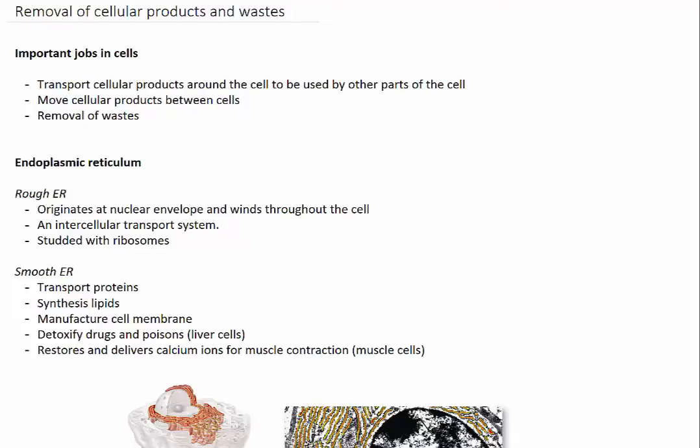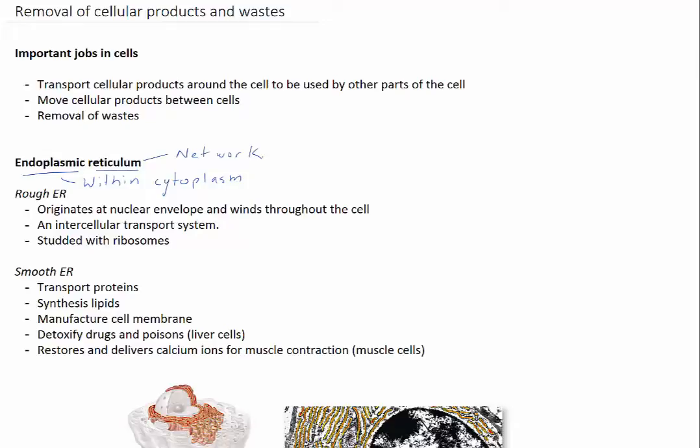The endoplasmic reticulum is a network of sacs and tubules composed of membranes. Endoplasmic means within cytoplasm or within the cytoplasm, and reticulum means network. So it's basically referring to the network that exists within the cytoplasm, that is the endoplasmic reticulum.